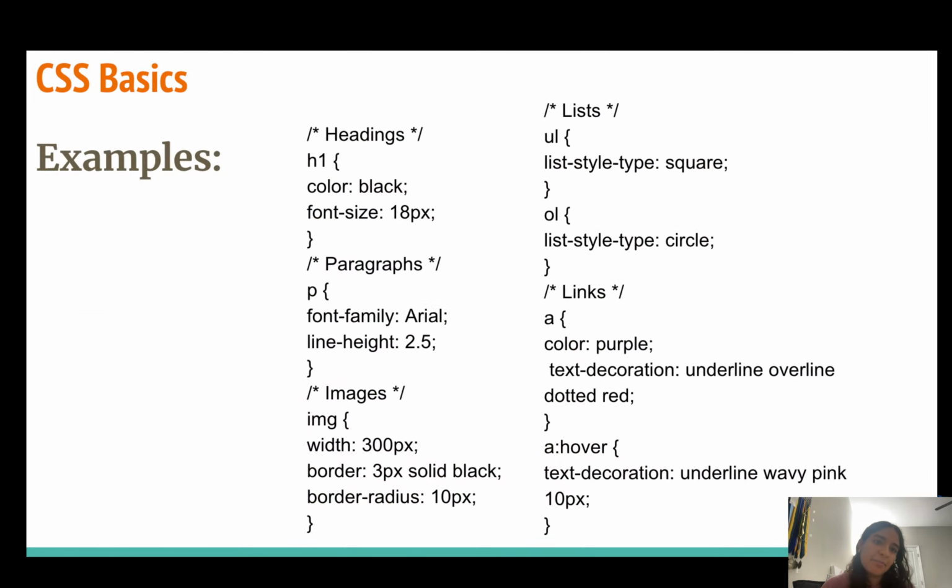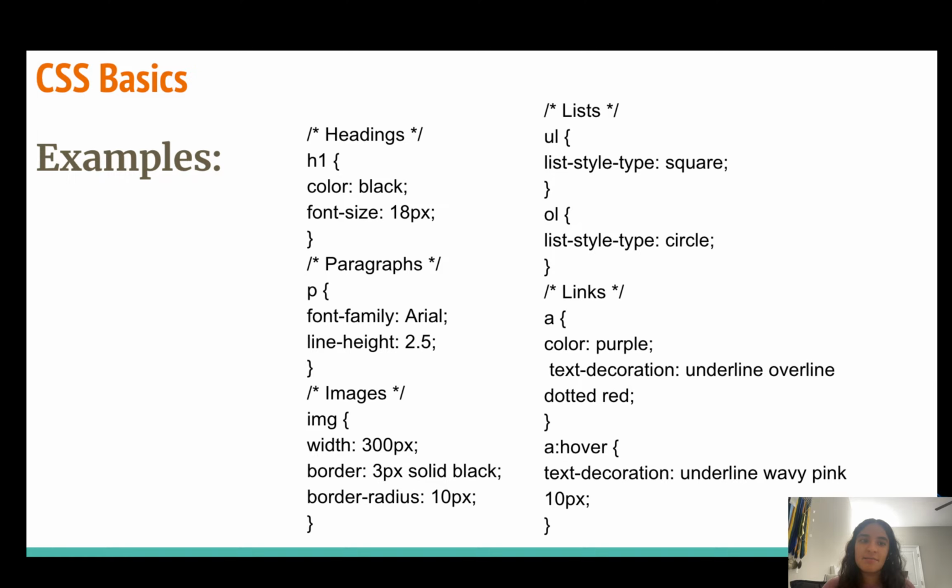So here are some examples of more CSS basics. We have some headings you could code for. So for example, if you did heading 1, color is black and the font size is 18 pixels, anything that you write in your heading 1 would be black and 18 pixels. The same applies for paragraphs, which are written using the p tag. You can define the font family, you can define line height. Images, you can do width, you can do border radius.